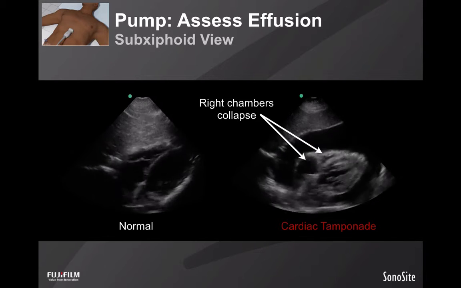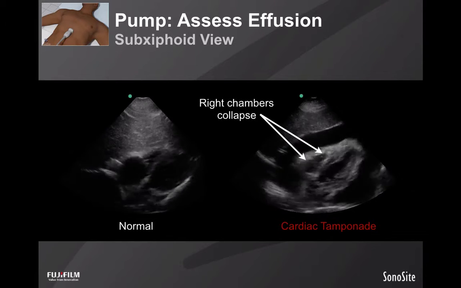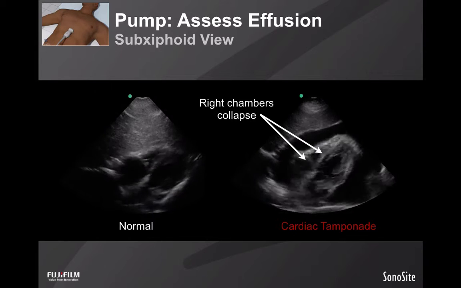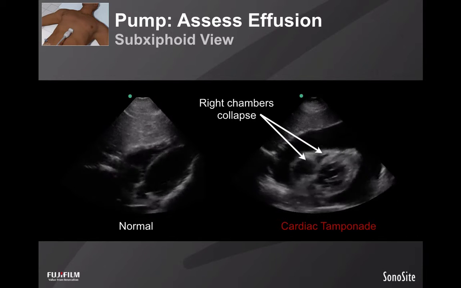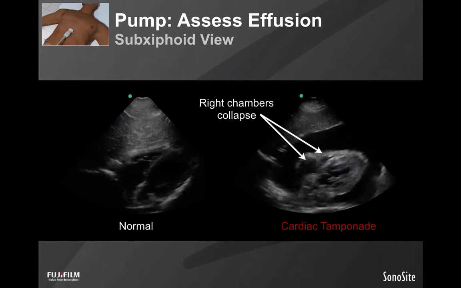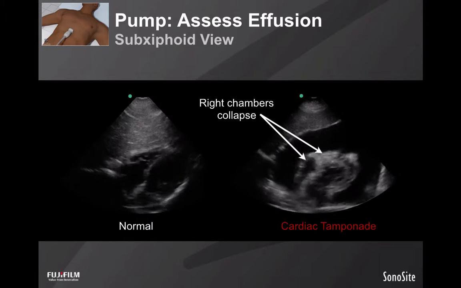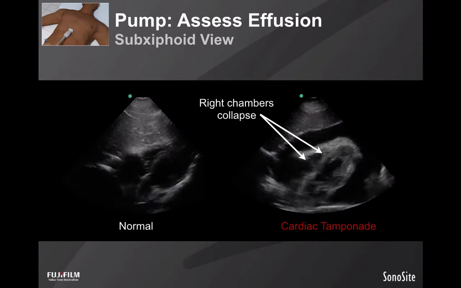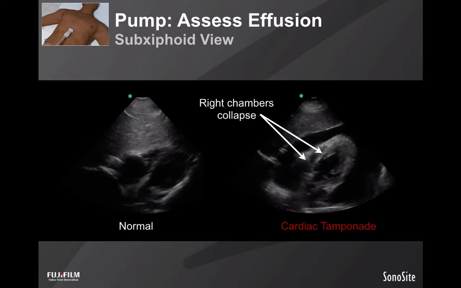Once an effusion is identified, the next step is to evaluate the heart for signs of tamponade. Here we see collapse of the right atrium and right ventricle during diastole. In the patient in shock, this is a sign of cardiac tamponade.